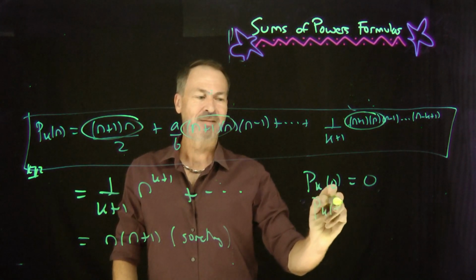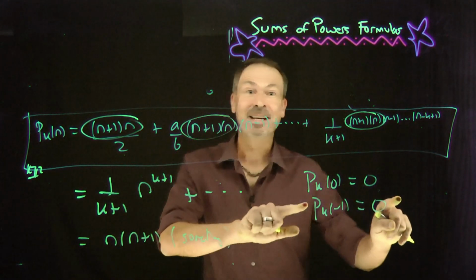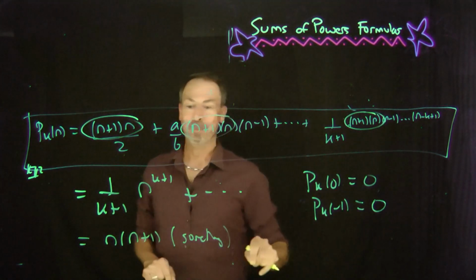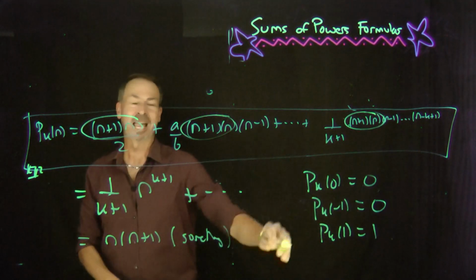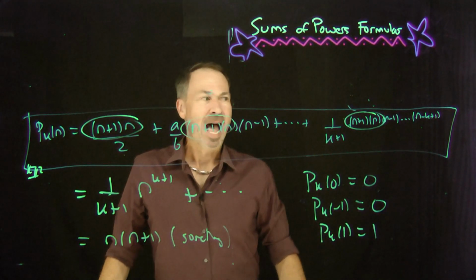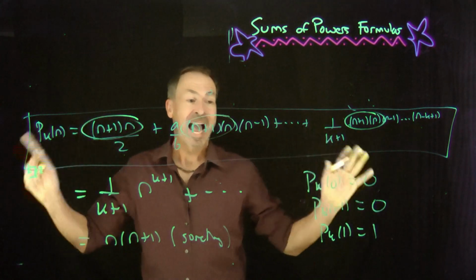And also, pk of negative 1 has to be 0. The alternating sum of the coefficients must add up to 0. And we've seen before that pk of 1 just has to be 1. The coefficients actually add up to 1. Wow! Everything we've just said before that we're hoping was true is actually true.